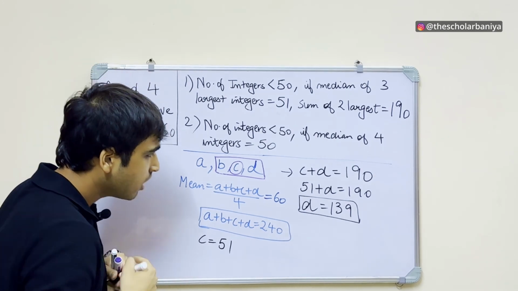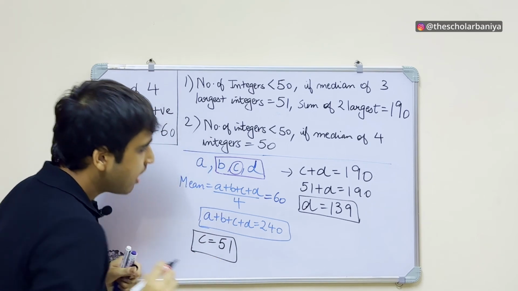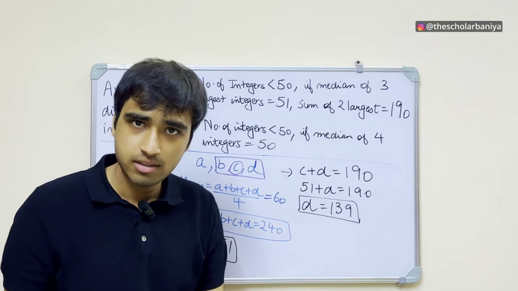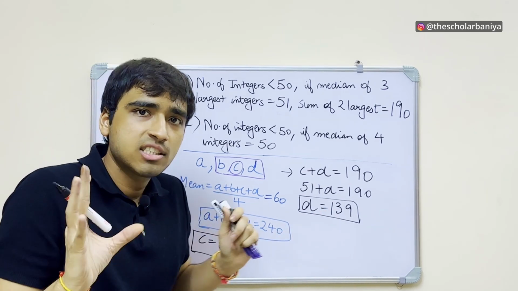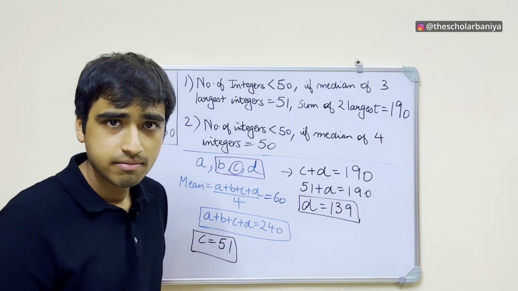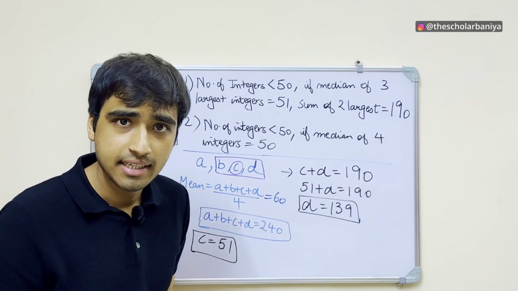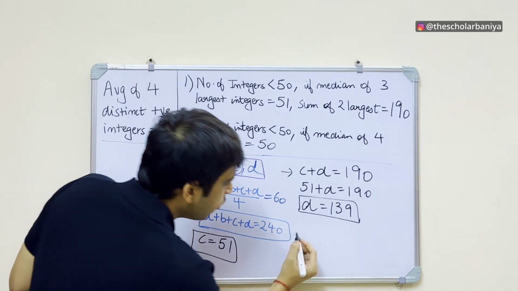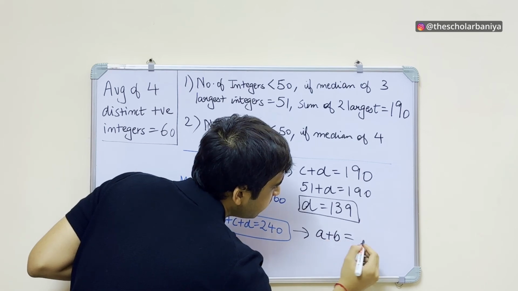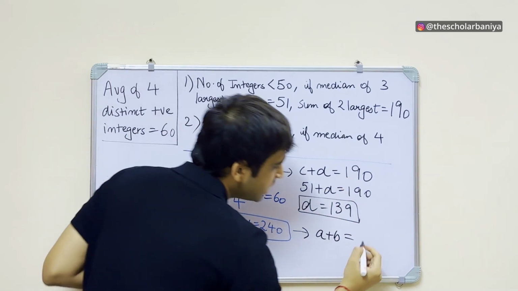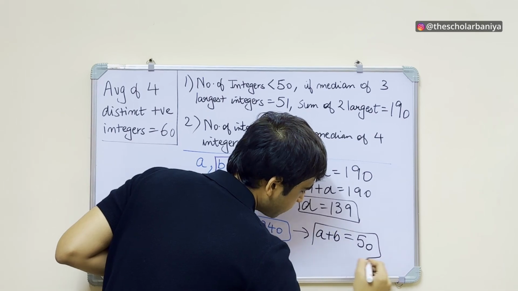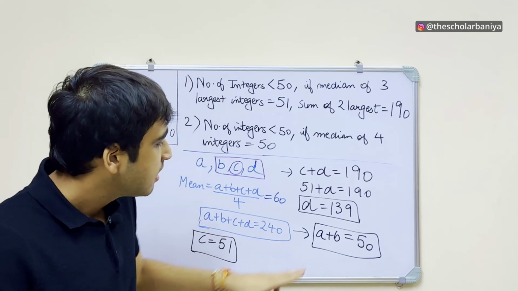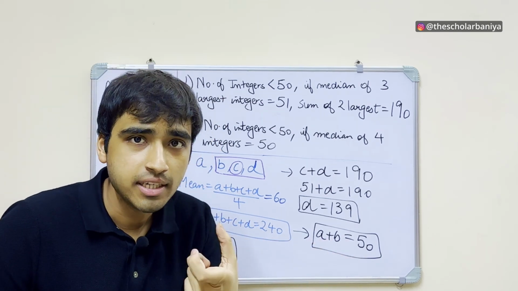And c is 51. Out of a, b, c, d, we now know two numbers: 51 and 139. Now, what will be a + b? We know c + d is 190, and we also know a + b + c + d is 240. So a + b is 240 minus 190, which is 50. This means that the value of a + b is 50.